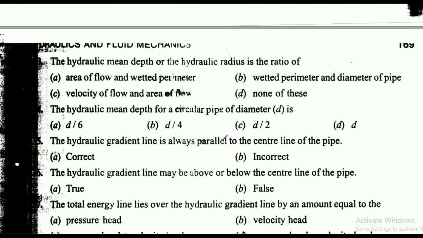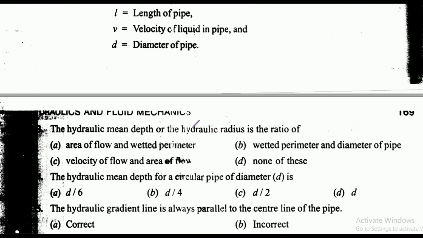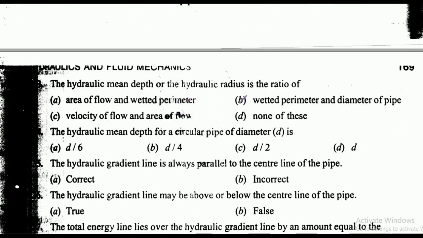Next, the hydraulic mean depth or the hydraulic radius is the ratio of. Option A is area of flow and wetted perimeter. Option B is wetted perimeter and diameter of pipe. Option C is velocity of flow and area of flow. Option D is none of these. So here, friends, the correct answer is option A, that is hydraulic mean depth or hydraulic radius is the ratio of area of flow and wetted perimeter.